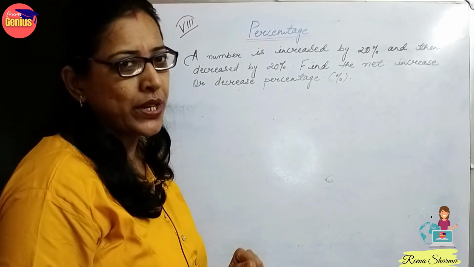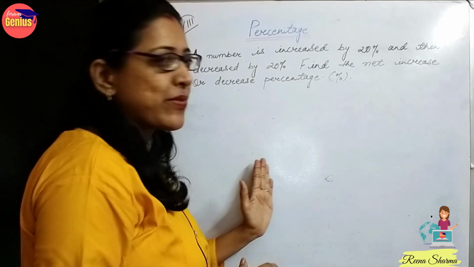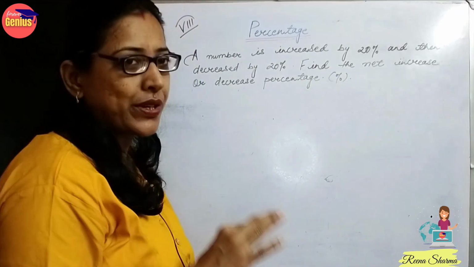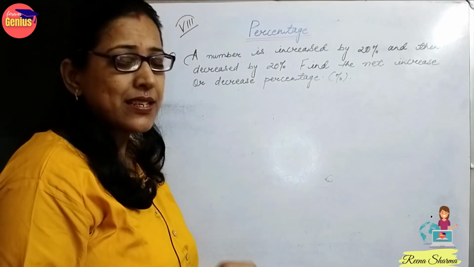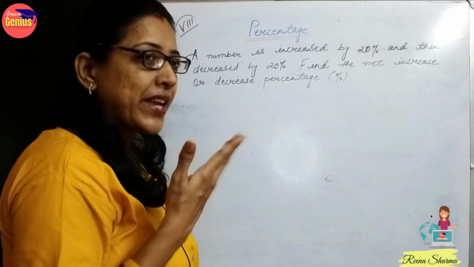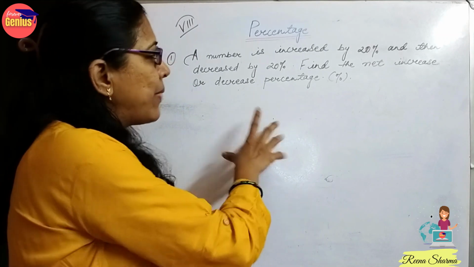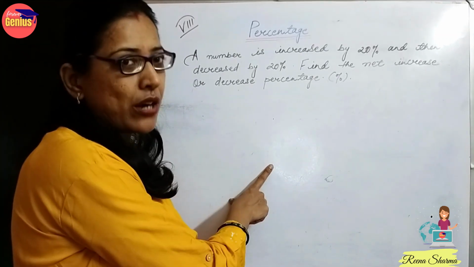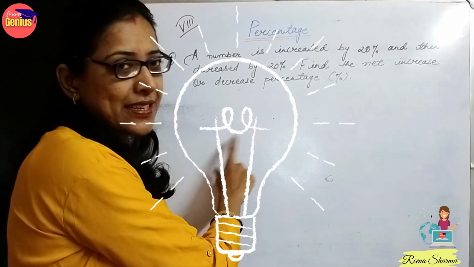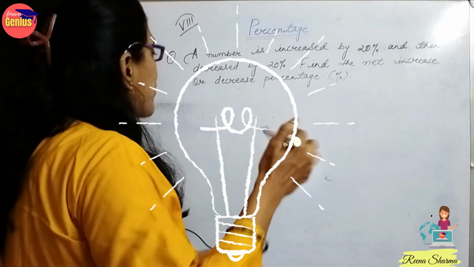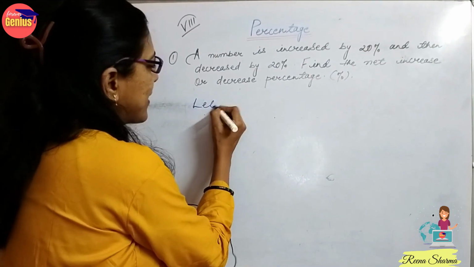No number is given here. When these types of sums are there, what should we do? We should take x. Why x? Because x is a variable. It can be any number. When the value is not fixed, we take it as x. So let the number be x.